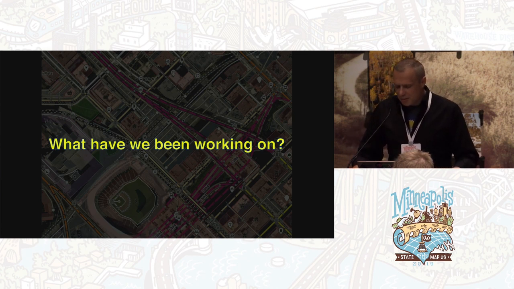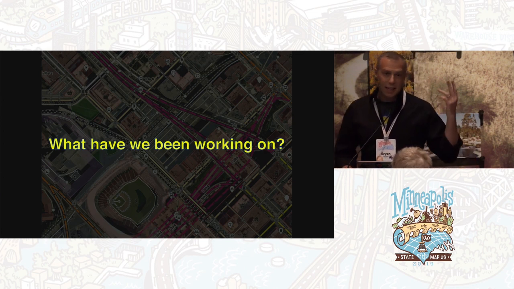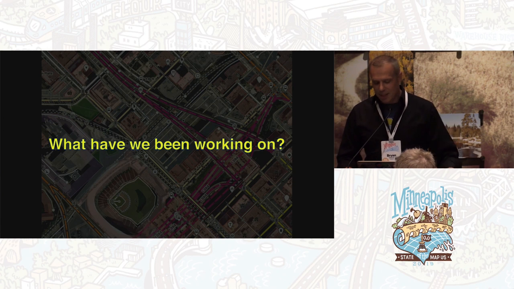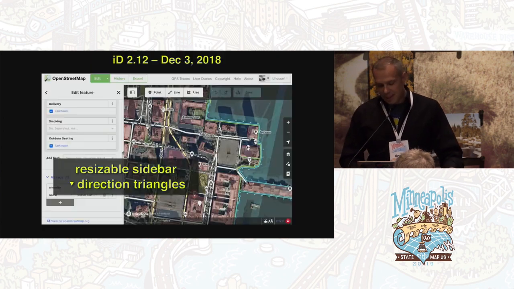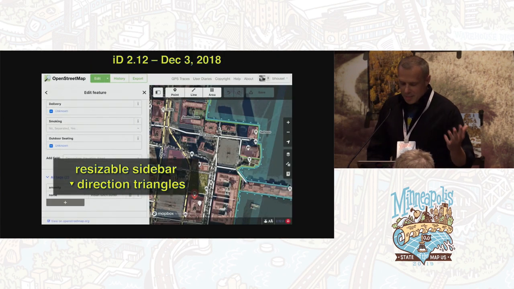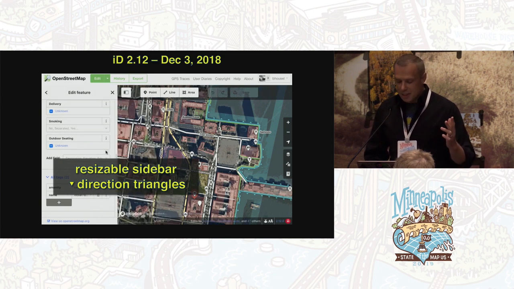After I recap our progress for the year, we're going to talk about the bigger picture, where iD is headed as a project. Certainly the title of this talk, iD version 3, is a clue that big changes are coming. So let's start all the way back in December of last year with version 2.12.